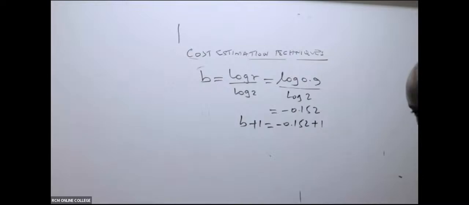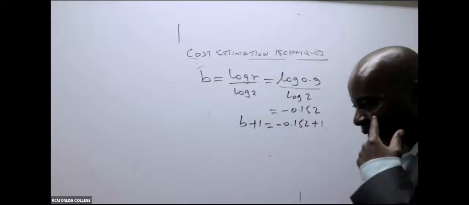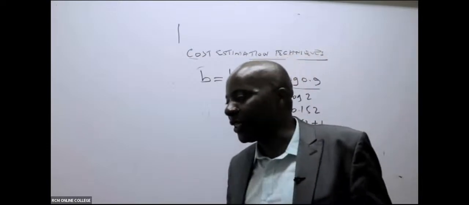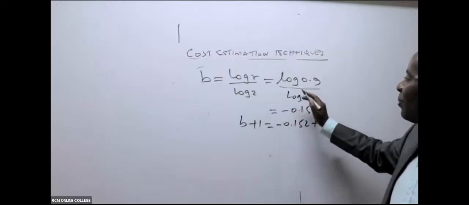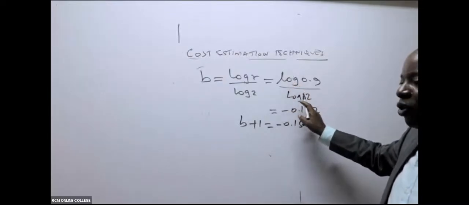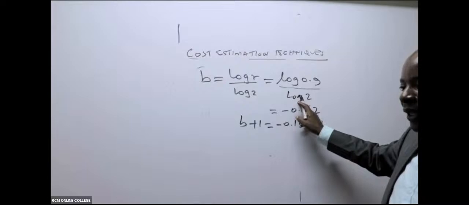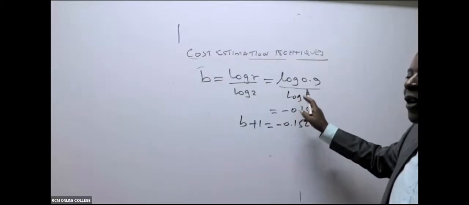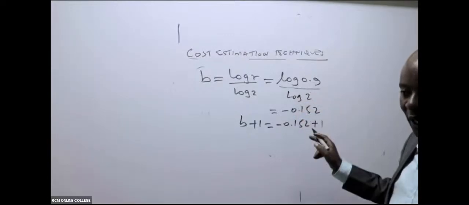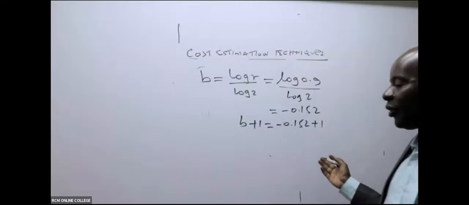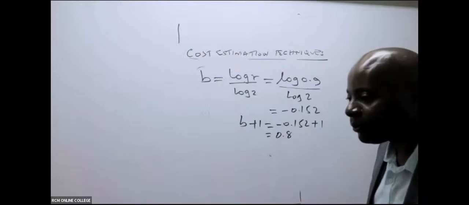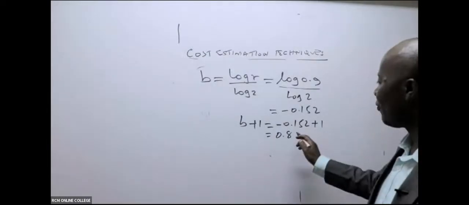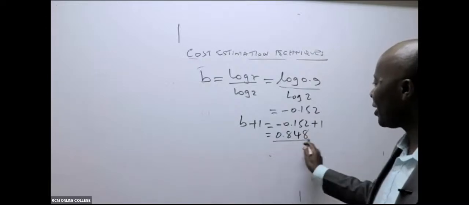Faiza says B is 0.847. B is this here: minus 0.152. Just press log 0.9 over log 2. Oh, Faiza is talking about B plus 1. You're the one who confused me, Faiza. It is 0.848, right? Thank you so much.